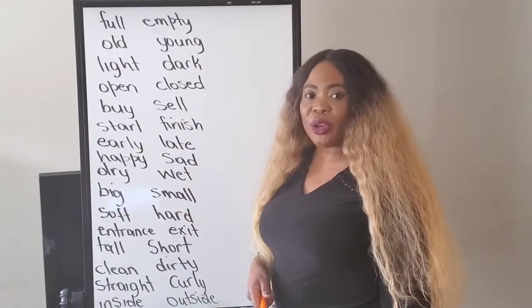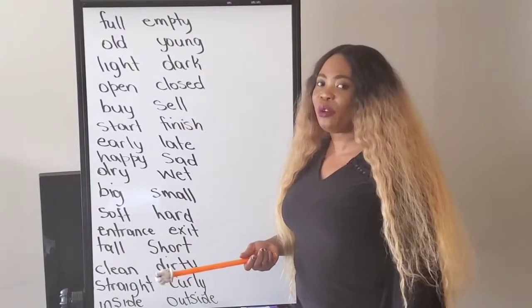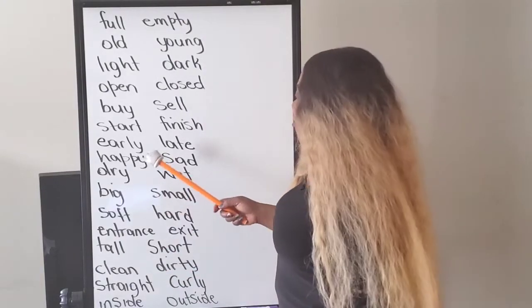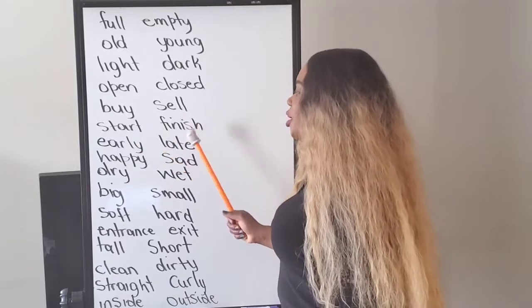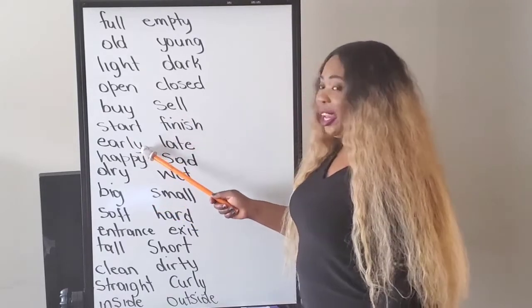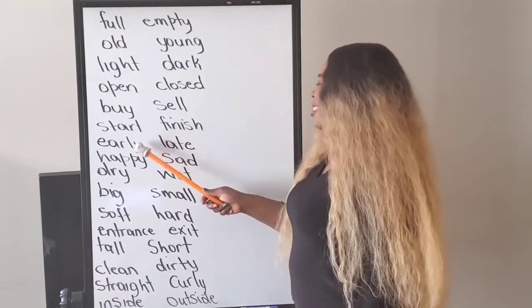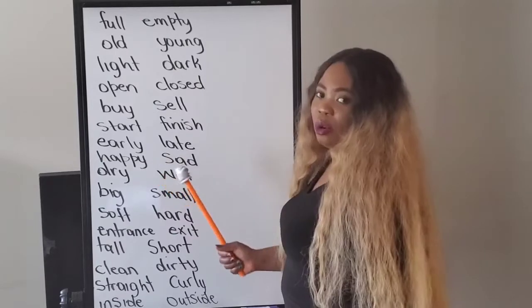So remember, we're looking at antonyms. And antonyms is just a nice word for opposites, all right? So we're looking at opposites, guys. Then we start the race or we finish the race. You're either early or you're late. There is no in between, all right? So you're early or you're late. Now you're happy or you're sad.